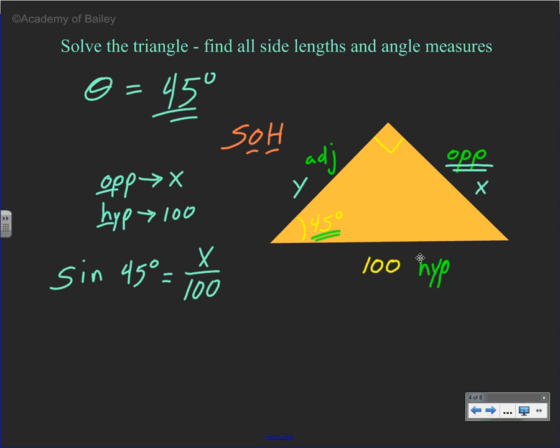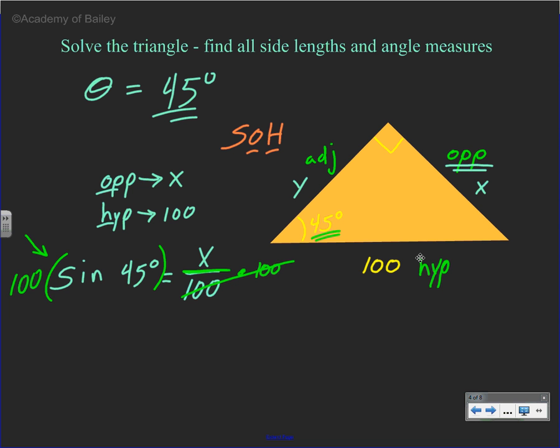And your fifth step would be to solve for the variable. Step number 4 was substituting in. Step number 5 is solving. You're trying to get x by itself, so the opposite of dividing is multiplying by 100. So go ahead and do that.